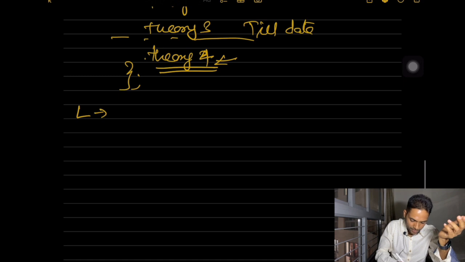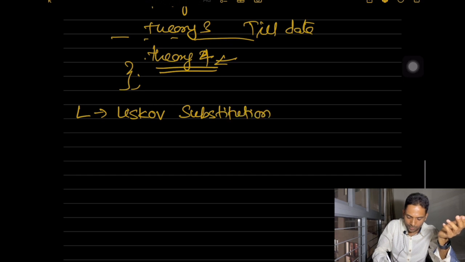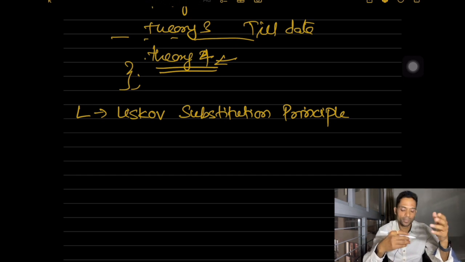Next is L. Liskov substitution principle. So those two were pretty straightforward and most people understand that. And the complexity starts beginning from here.